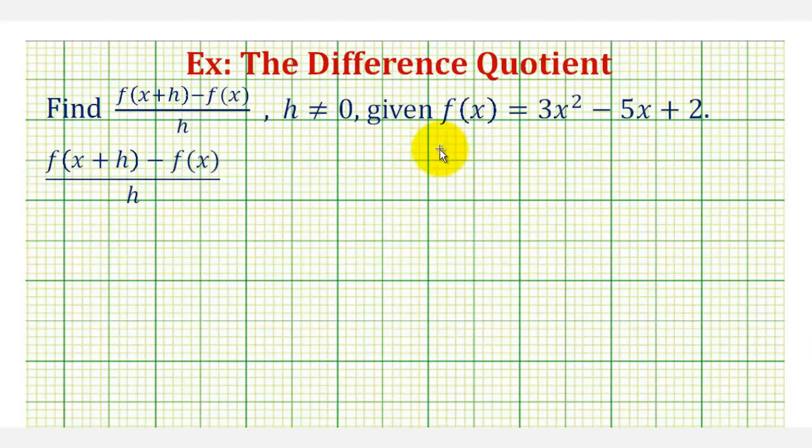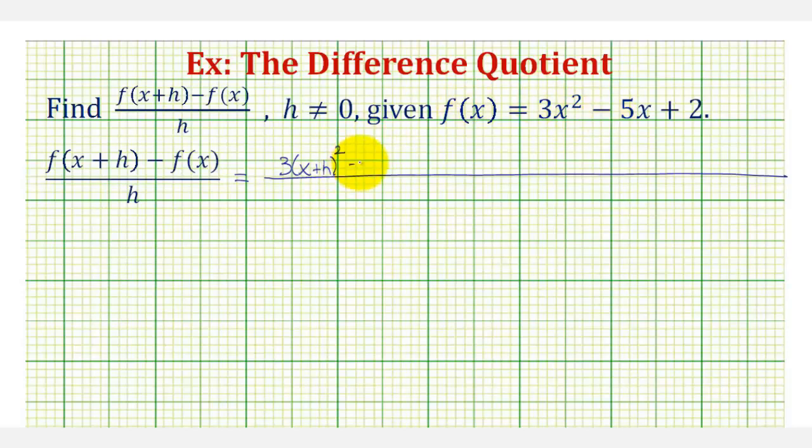Welcome to a third example of determining the difference quotient, or this quotient here, given a quadratic function. So for the first step, we want to determine f of the quantity x plus h, which means x plus h will be the input into the function, so we'll substitute x plus h wherever we see an x. So instead of 3x squared, we'll have 3 times the quantity x plus h squared.